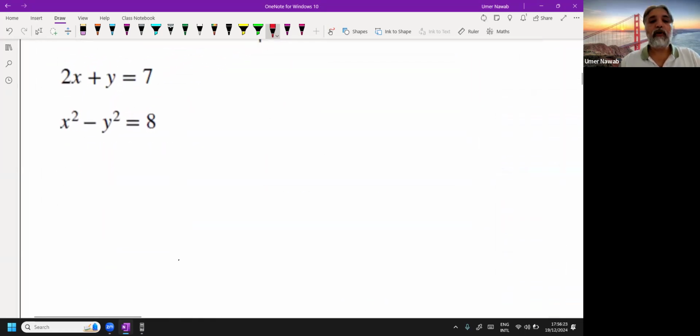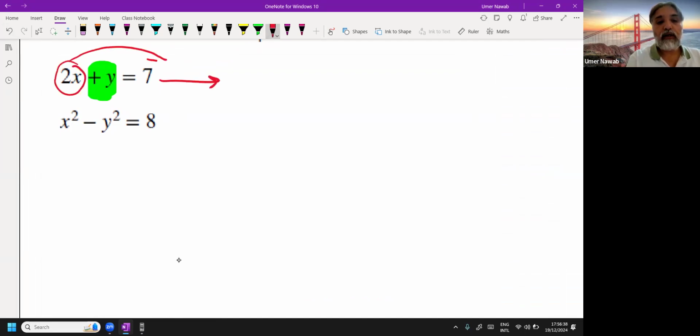Now, question number 4, you can see your y has a unit coefficient. So try to make this one the subject by sending the 2x to the right.